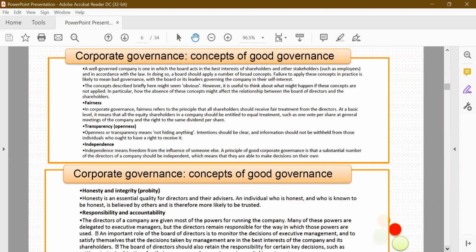Another concept of good corporate governance is honesty and integrity. Honesty is an essential quality, right? It's very, very important to be honest as a director. An individual who is honest and who is known to be honest is believed by others and is therefore more likely to be trusted. So honesty and integrity go together with credibility, right? If someone is honest, you are more likely to believe them than somebody who is dishonest.